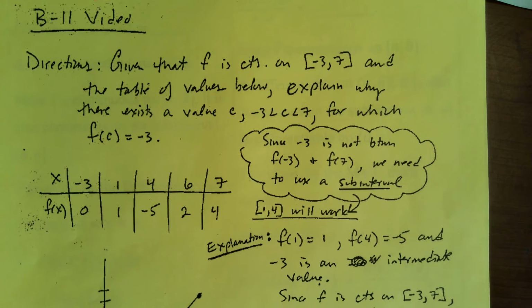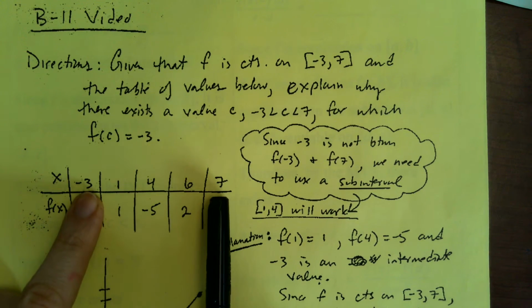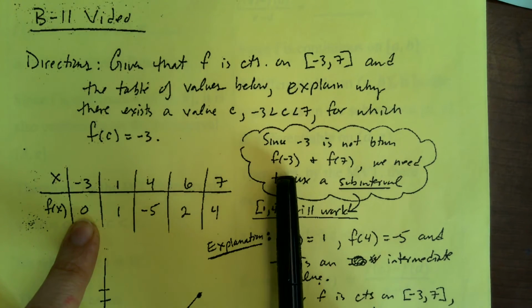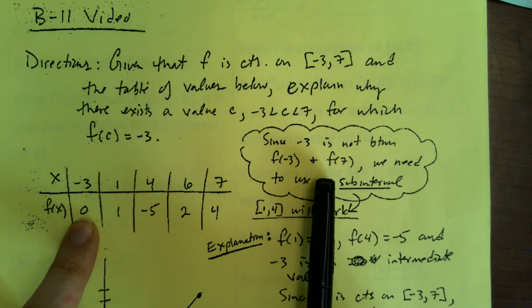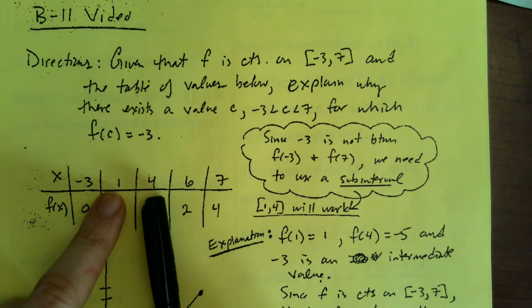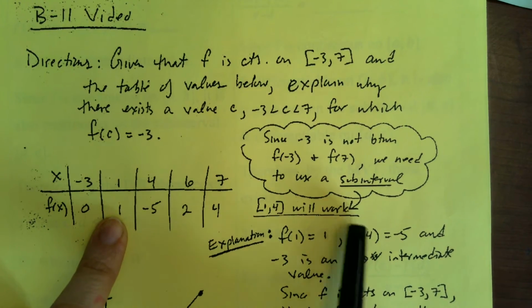Now, guys, the problem is, though, if you look at the outputs at -3 and 7, the outputs there are 0 and 4. -3 is not an intermediate value for 0 and 4. It's not between them. So I said here, since -3 is not between f of -3 and f of 7, we need to use a subinterval. And then we noticed that the subinterval [1, 4] would work. Because look at f of 1 and f of 4. They're 1 and -5. -3 is between 1 and -5. So that's the subinterval that we're going to use.